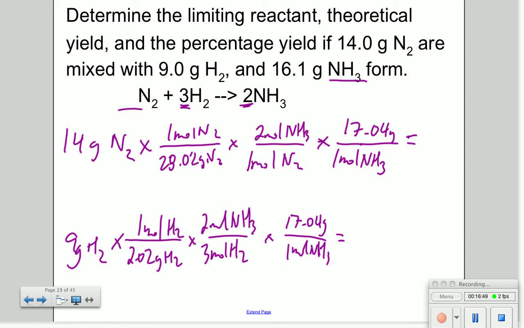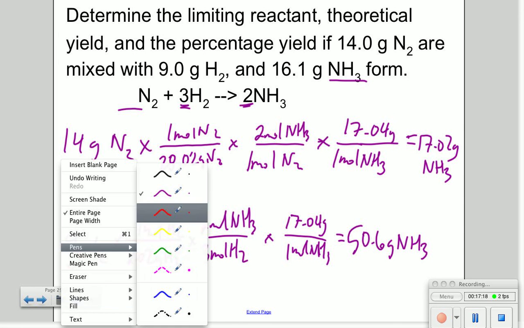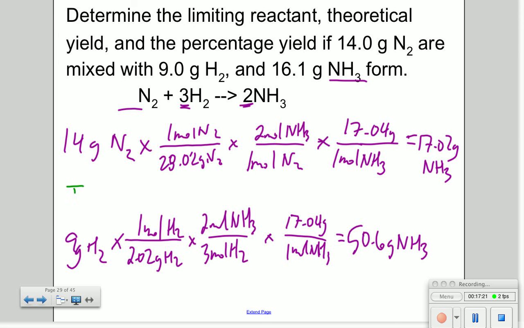14 divided by 28.02 times 2 times 17.04. I get 17.02 grams of ammonia. For the bottom, 9 divided by 2.02 times 2 divided by 3 times 17.04, I get 50.6 grams of ammonia. Okay, so now that I've calculated my little stoichiometric problems out, I can find my theoretical yield. My theoretical yield, remember, is the lowest. In this case, it's the 17.02.